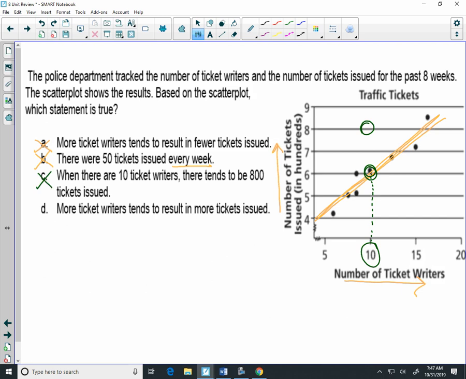More ticket writers tends to result in more tickets issued. I like that tends to result. That's our correlation, that's our scatter plot terms. If they said cause, it would be a big no there.